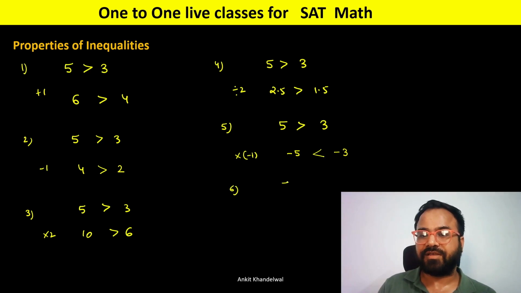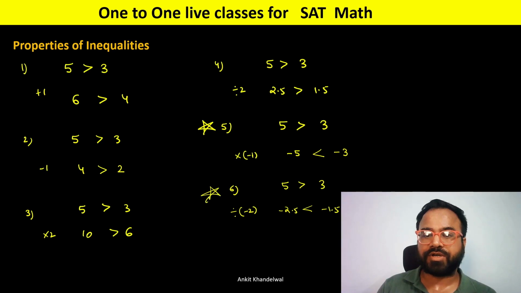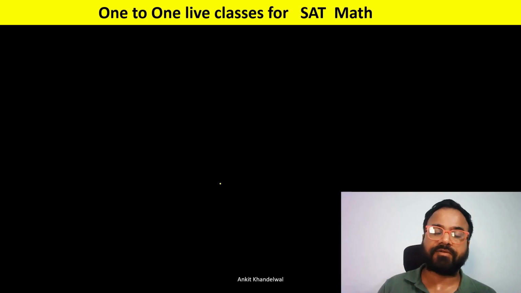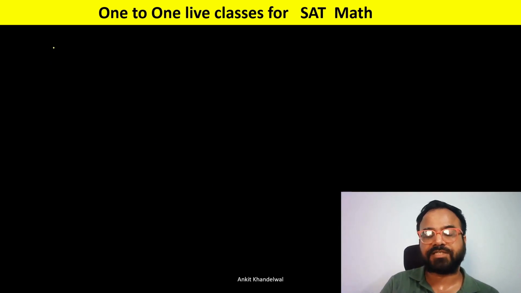In the same way, if I divide by minus 2 on both sides, that will become minus 2.5 and that will become minus 1.5, and still it is greater. So these two are the important rules which make it different from the equation. Whenever we are dividing or multiplying by a negative number on both sides of the inequality, the sign of inequality has to reverse. This is the most important rule in the inequality, which makes it different from the equation. Multiplying or dividing by a negative number on both sides changes the sign of inequality.